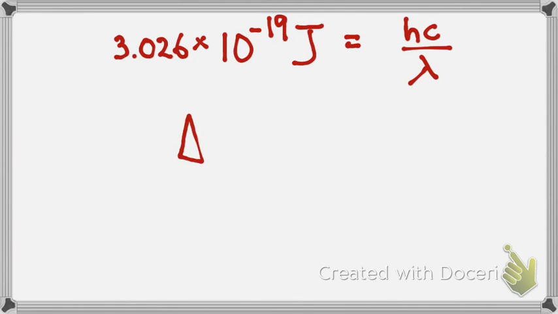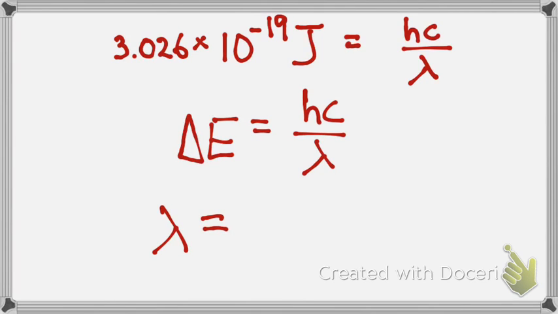So a lot of times these numbers confuse people. Let's just go back to all variables. I'm going to multiply both sides by lambda, divide both sides by delta E. I'll get lambda equals hc over delta E. So we know that lambda is equal to hc over delta E.